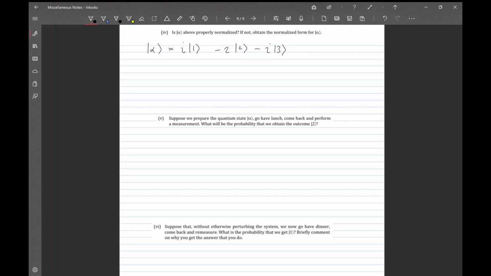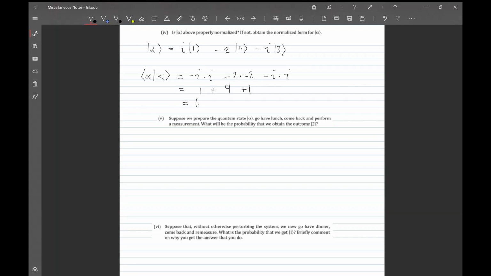Is this normalized? No, it's not. How do we see this? Well, we compute the inner product of alpha with itself. So this is going to be minus I times I, minus 2 times minus 2, minus I times I. Okay, so that's going to be 1 plus 4 plus 1, that's equal to 6. Now the size of alpha, the norm, is the square root of this inner product here. So it's square root 6 is its size.